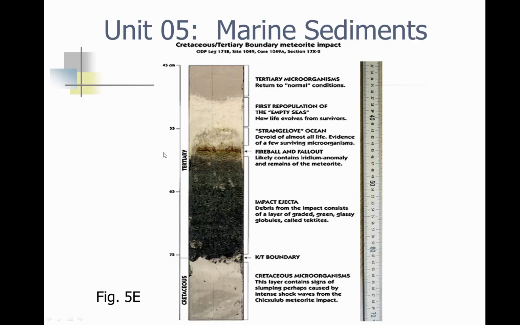This is going to be in centimeters, so you can see this is 10 centimeters, almost 20 centimeters of material. Then we get fireball fallout. Usually that's the iridium layer. Then we get the Strangelove Ocean, where we get sediments falling down, almost no fossils whatsoever. Then we start getting new life forming, and then we get the return to normal conditions, very much like we had down here, although the critters have changed, percentages and type of critters, where we get calcareous skeletons and siliceous skeletons, and we get bones of fish and other things.